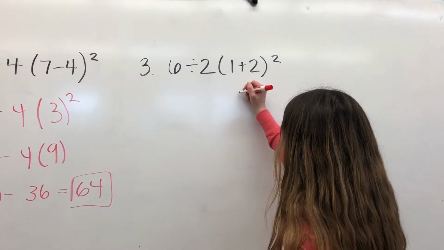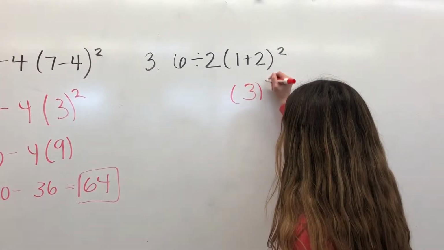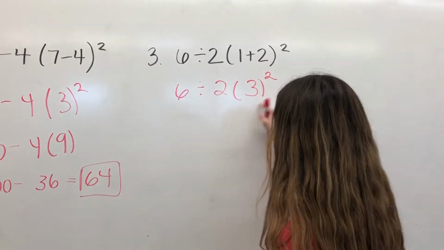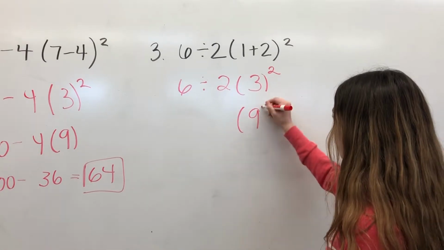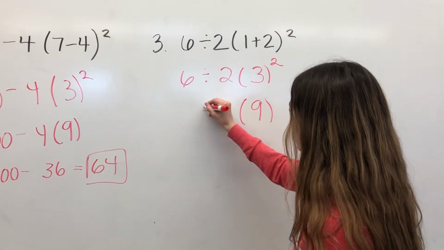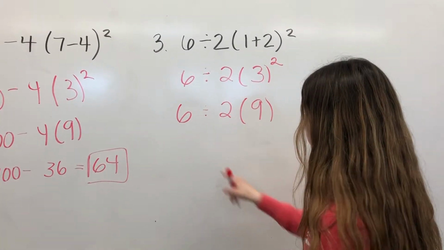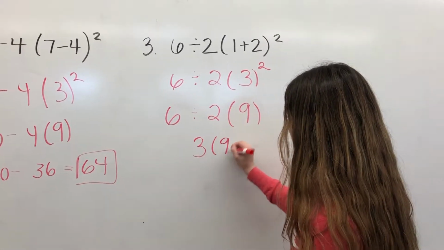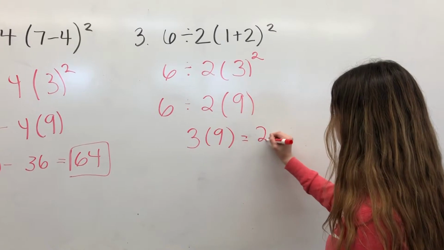We'll begin with parentheses. 1 plus 2 is 3. Then we will do exponents. 3 squared is 9. Again, now we have equal operations, division and multiplication, so we'll work left to right. 6 divided by 2 is 3. 3 times 9 is 27.